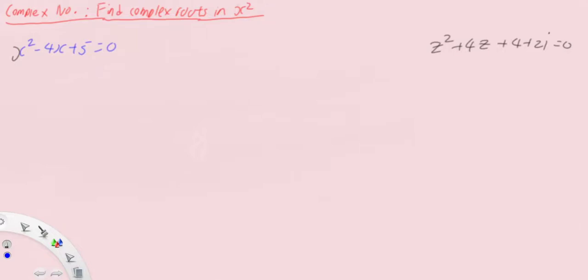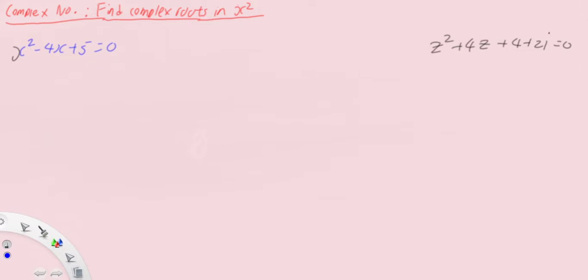Hey everyone, let's continue with the next question type: finding complex roots to a quadratic. You are now able to find quadratic roots where b squared minus 4ac is less than 0, or where we have complex or imaginary coefficients. So let's start with the first one, x squared minus 4x plus 5.